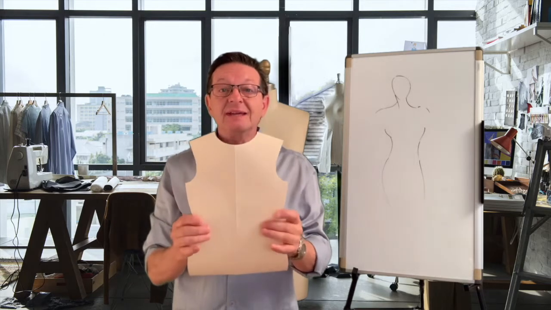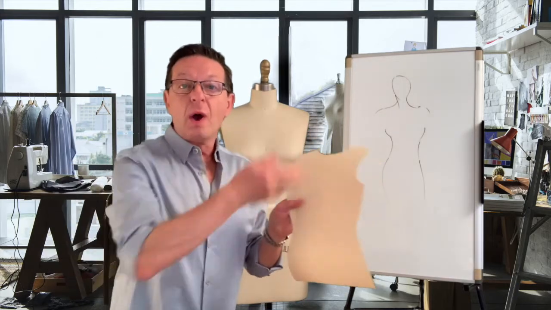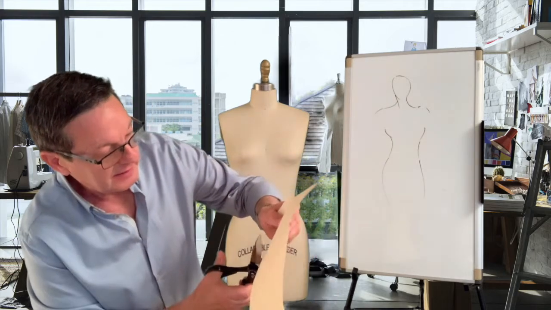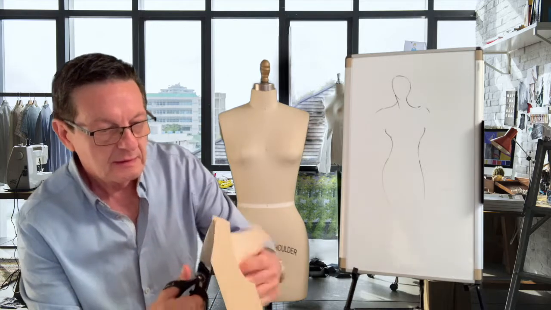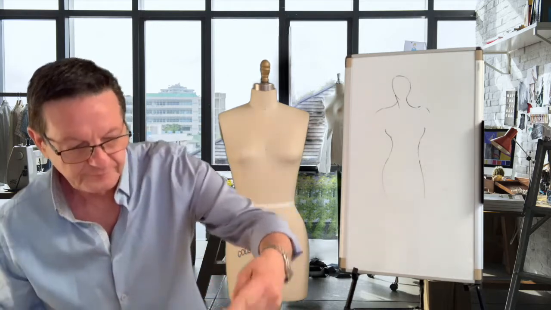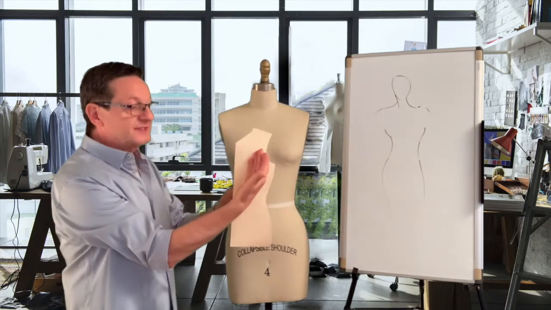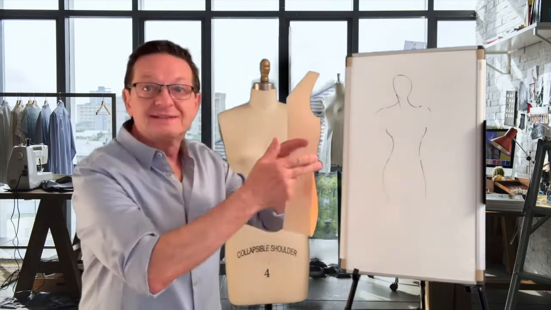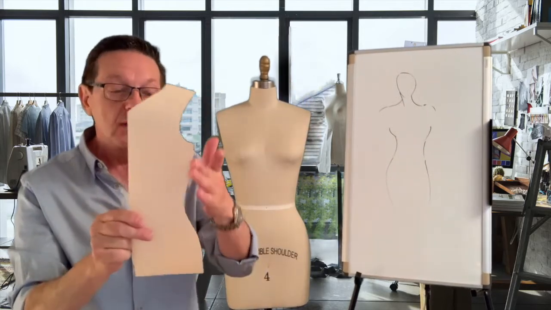This is a symmetrical design. But what if you wanted to do a one-shoulder dress? Let's say you wanted to do something like this. Notice that the left side is different than the right side. However, when I close my pattern, my side seams are the same. My side seams are the same.